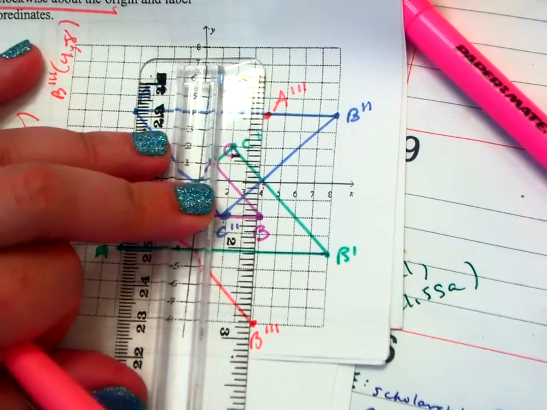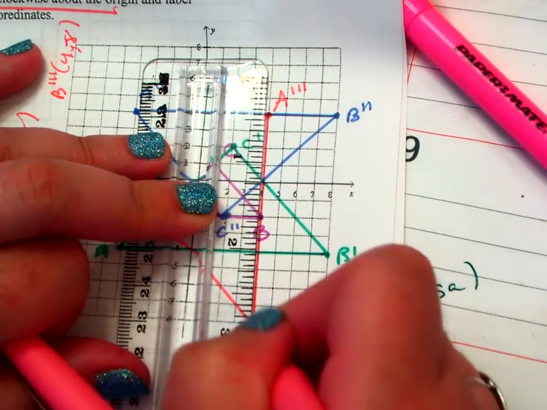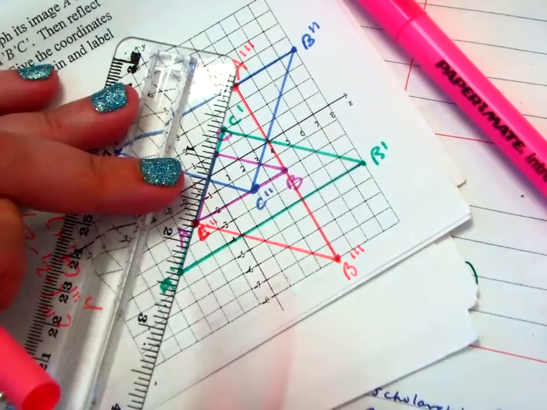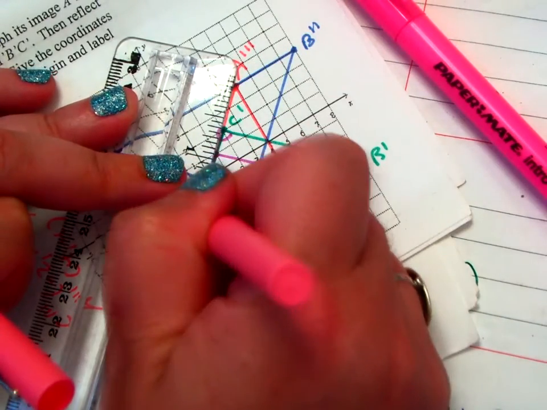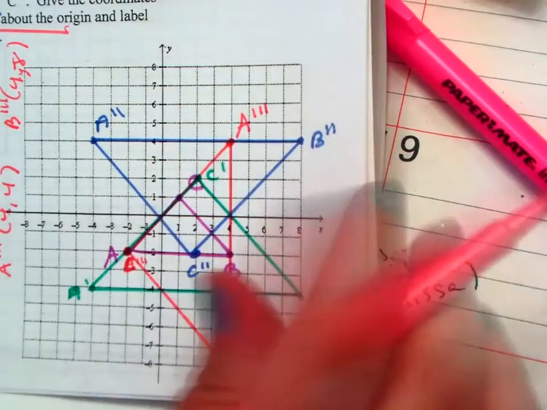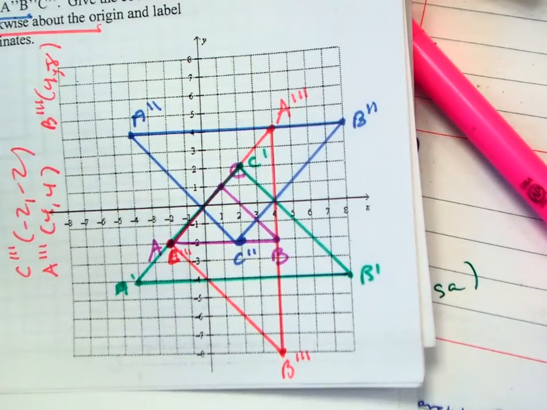Okay, and it should be congruent to all but the first one. So there you go, there's the final image. Okay, so it kind of got turned clockwise that way. All right, so there's the final image, and there's the whole thing.